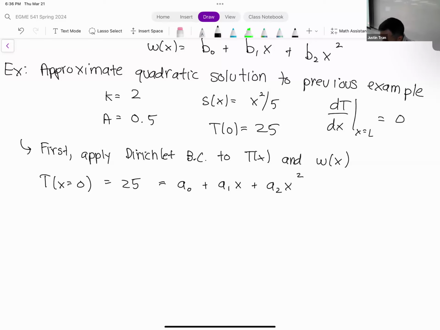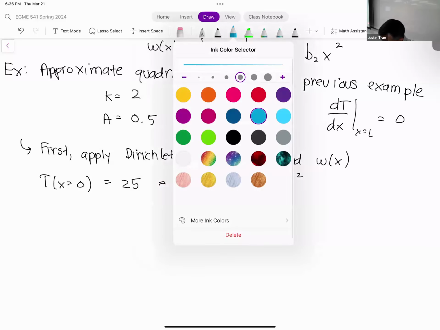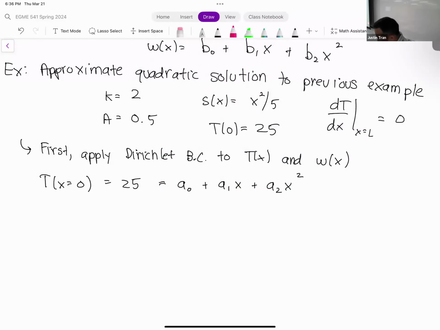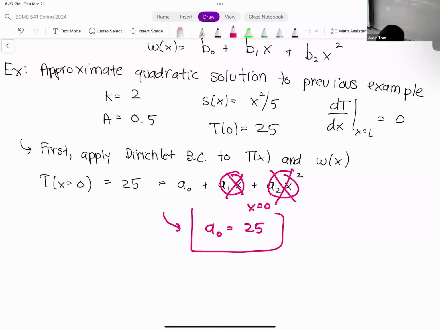If we evaluate this at x equal to 0, then every term here with x is going to be 0. So this is going to be 0, and this is going to be 0. All right, so then that tells us we're able to solve for one of the coefficients right away. We find that a0 is equal to 25.